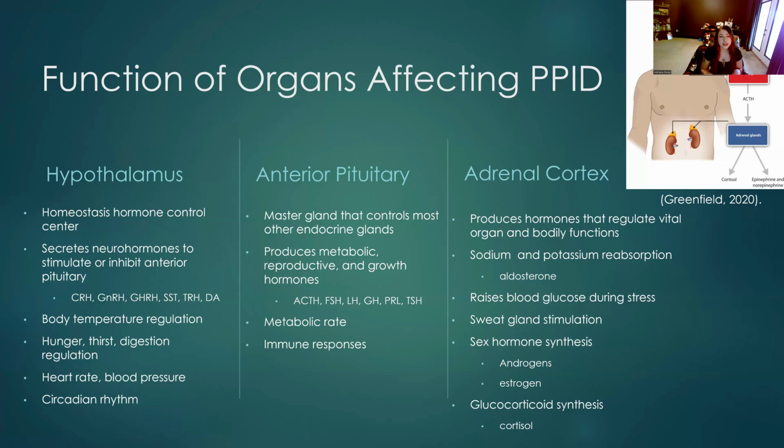The anterior pituitary is the master gland that controls most other endocrine glands. It produces metabolic, reproductive, and growth hormones. It also controls metabolic rate and immune responses. The adrenal cortex produces hormones that regulate vital organ and bodily functions. That includes sodium and potassium reabsorption in the body, raising blood sugar, sweat gland stimulation when you're in fight or flight, sex hormone synthesis, and glucocorticoid synthesis, which is cortisol, which is what we're focused on today.